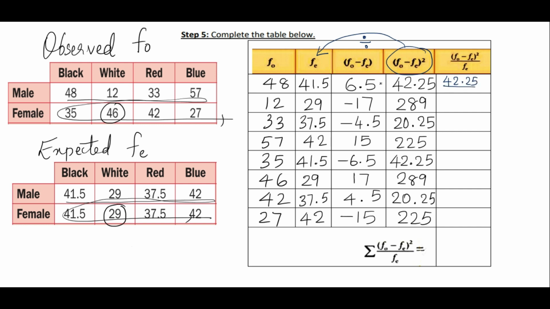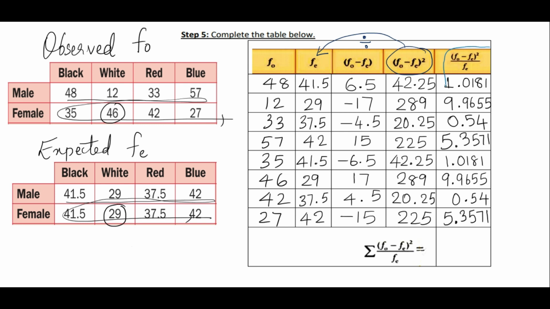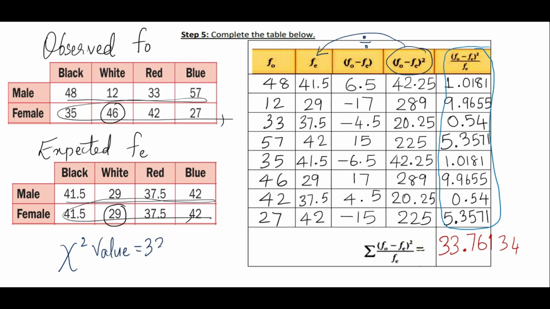42.25 divided by 41.5. Now you have the last column completed and you're going to add all these terms and the sum is equal to 33.76134. Now let me put this answer to 3SF. Now the chi-square value to 3SF is going to be 33.8.